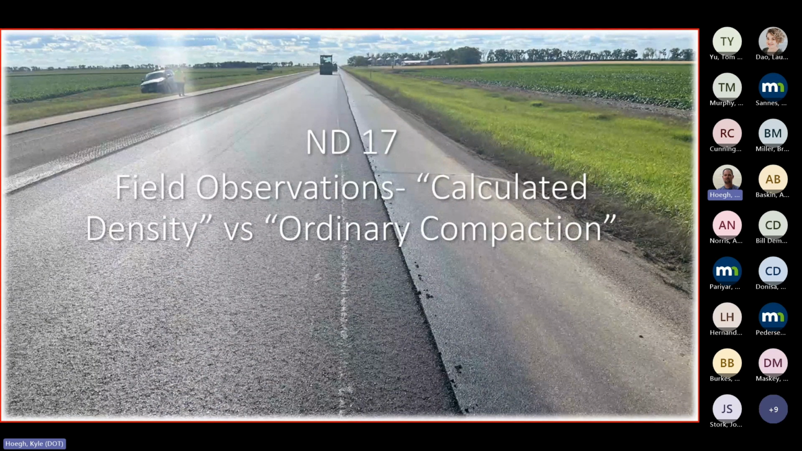One of the things that really tells the great story about intelligent construction technologies is that you start to see things that you maybe didn't know were problems. When you can visualize those things and you have the data, you can start to make progress and change towards them. The example I'm going to share is the calculated density versus ordinary compaction.